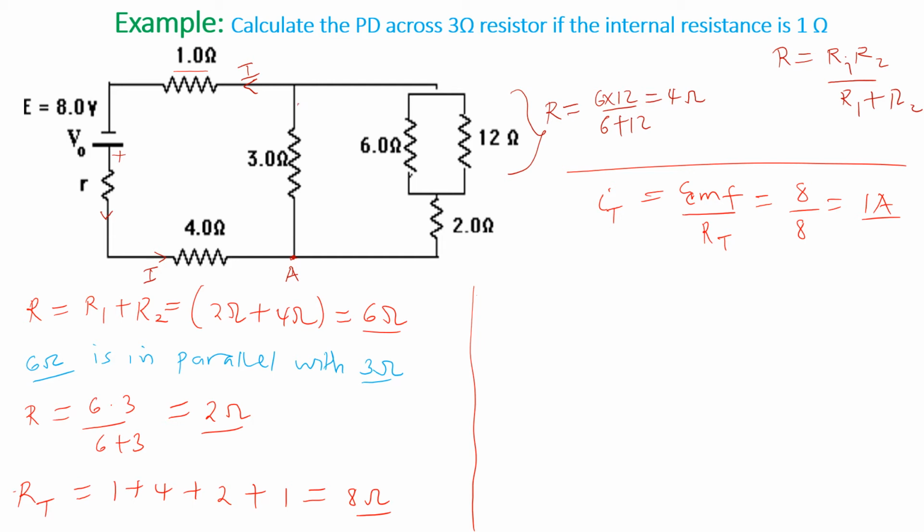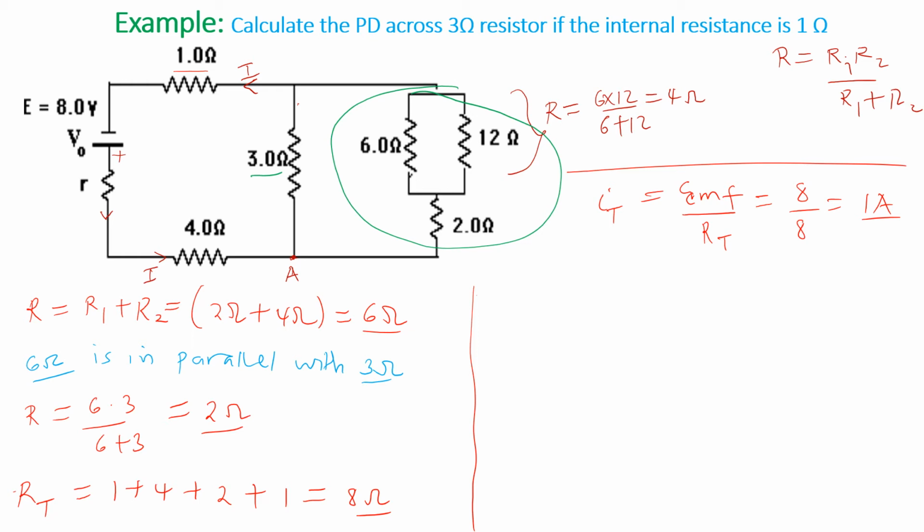So you can see that all the resistors in the ring combined are in parallel with the 3 ohm resistor. That means the PD across all these resistors in the ring combined is equal to the PD across the 3 ohm resistor, because they are in parallel.